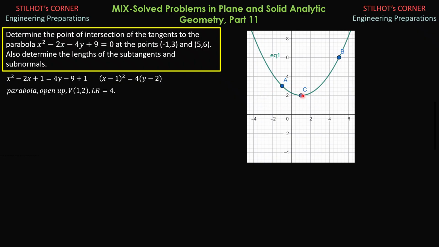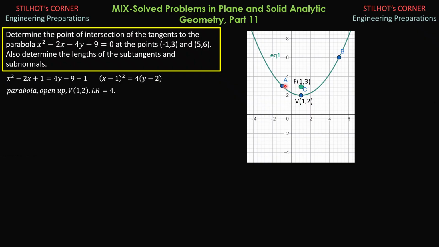So this is the vertex which is at (1, 2). I locate the points given, the points of tangency: when x is -1, y is 3, and (5, 6). Let's label it, vertex (1, 2). The focus is above the vertex here. The distance between the focus and the vertex is 1, 1/4 of 4, so 1. Since it is above, the coordinates of the focus will be (1, 2 plus 1), which is (1, 3).